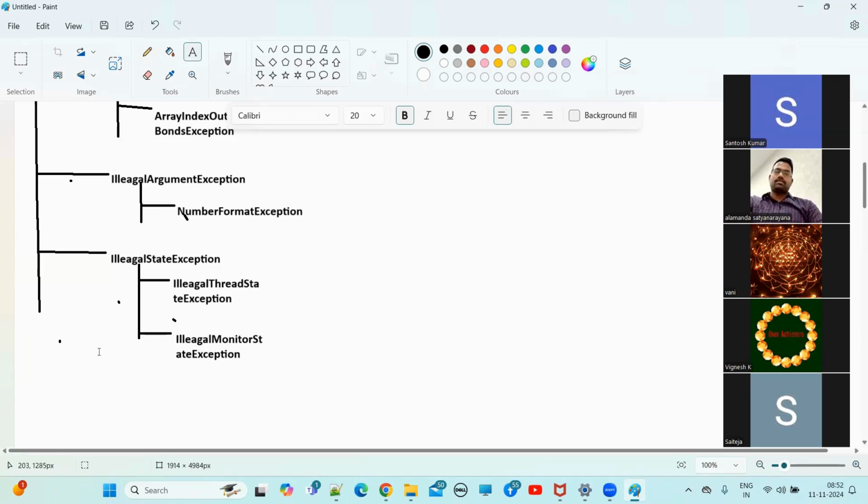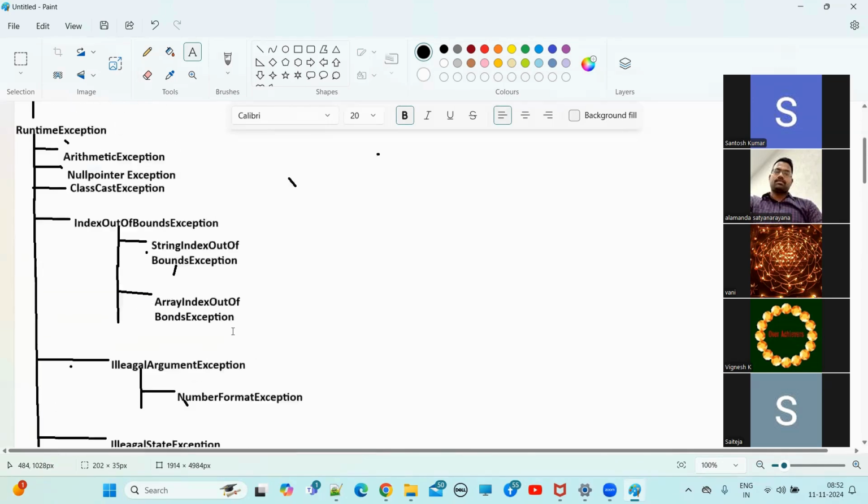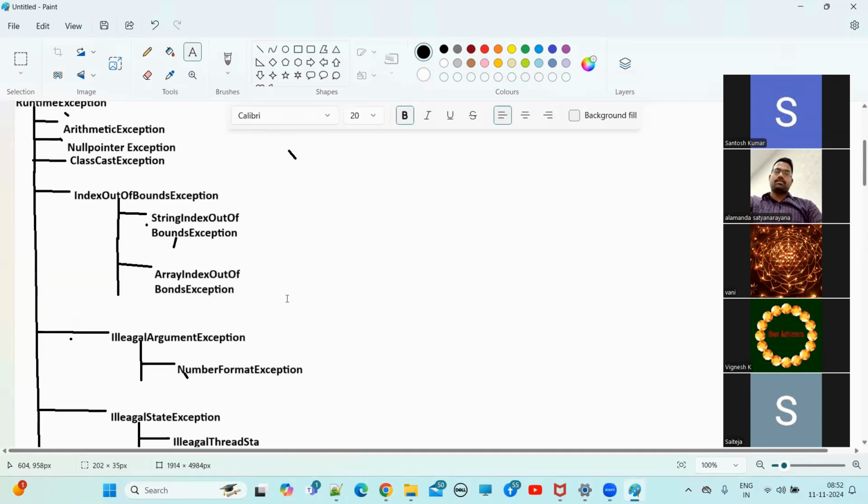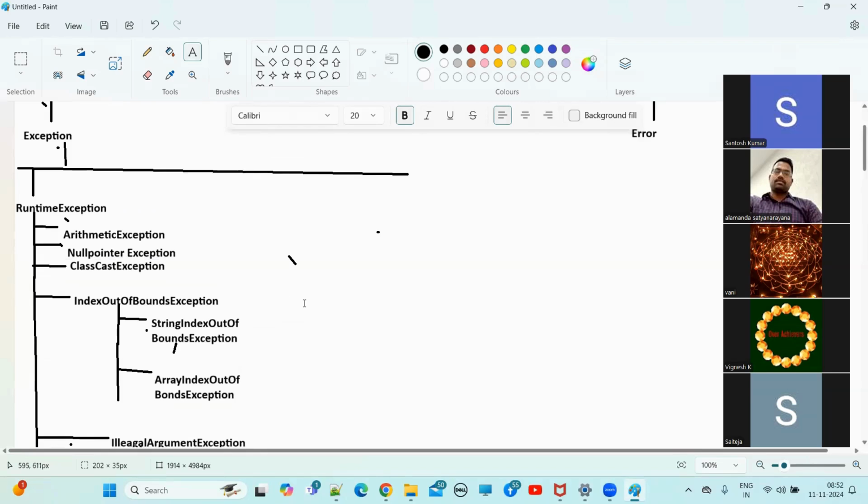Like this, we have different child classes for RuntimeException. These are the main exception classes we are going to discuss, guys. Clear? So these are child classes of Exception. RuntimeException is an immediate child class of the Exception class.